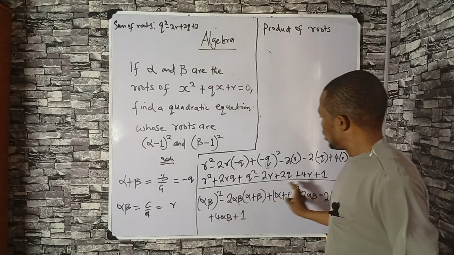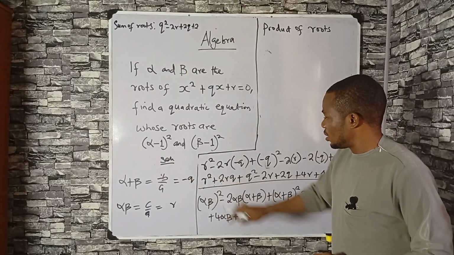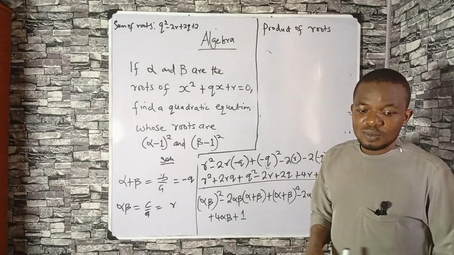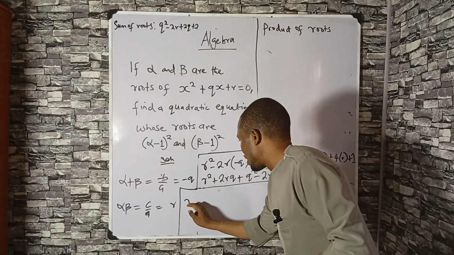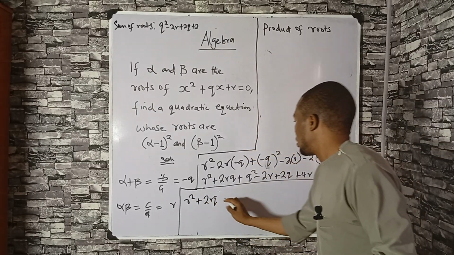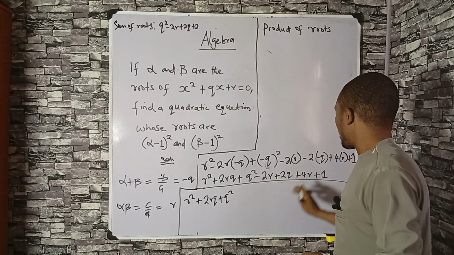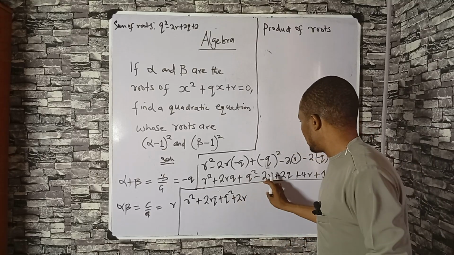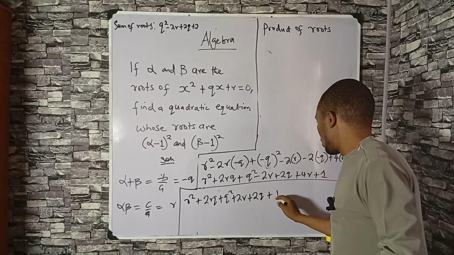This is just the product of roots. So to find the last answer, a quadratic equation, we're going to combine both the product and the sum of roots. So we are approaching the last answer. You can see we can write this as r squared plus 2rq plus q squared. You see, minus 2r plus 4r, that will be plus 2r. So I've taken care of this, plus 2q, then plus 1.